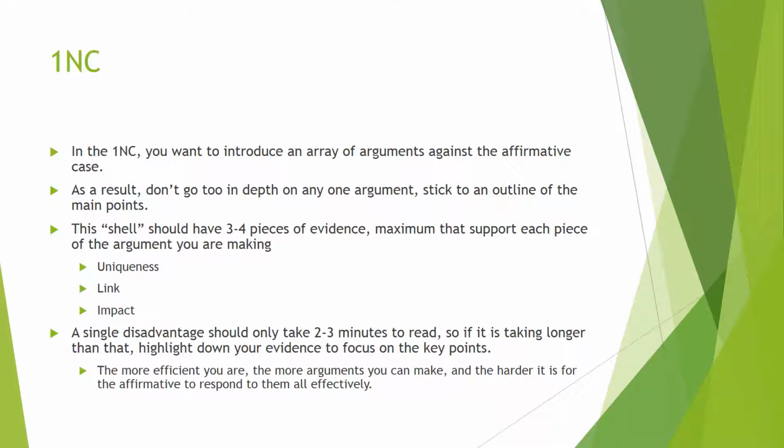This shell should have 3 or 4 pieces of evidence maximum to support each piece of the argument you're making: uniqueness, links, and impacts. A single disadvantage should only take 2 or 3 minutes to read maximum. So if it's taking longer than that, highlight down your evidence to focus on the key points. The more efficient you are, the more arguments you can make, and the harder it is for the affirmative to respond to all of them effectively, making it likely for you to win the debate.